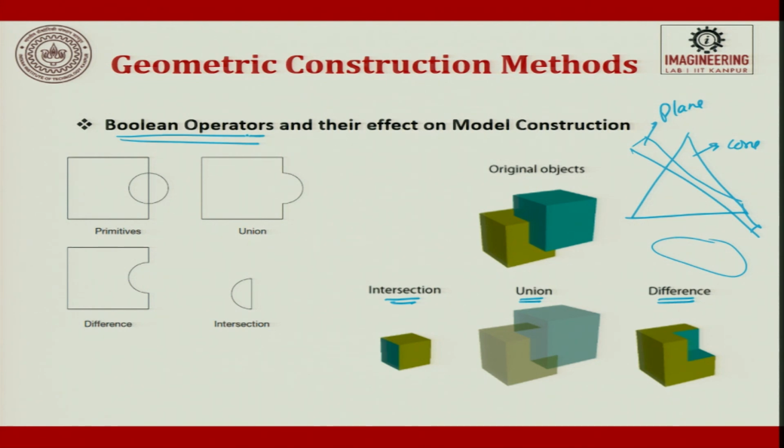So, we try to think of using Boolean operations because mathematically Boolean operations are easy to store and edit. So, primitive, so you had a circle on a square.